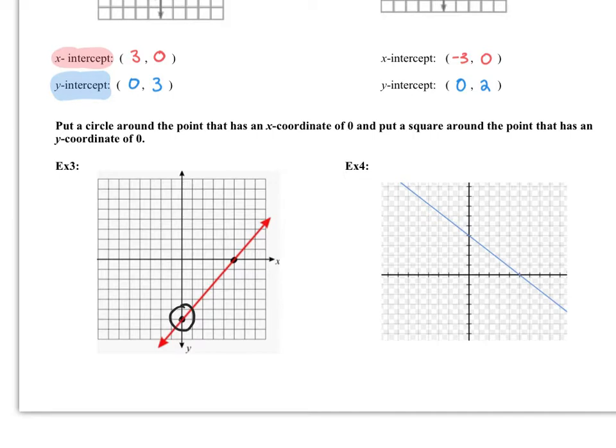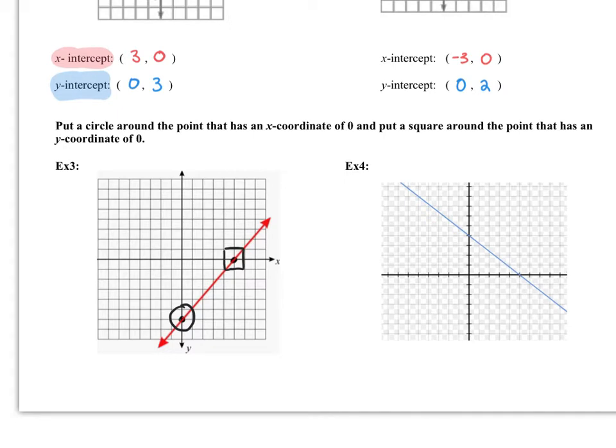Then it says to put a square around the point that has a y-coordinate of 0. If my y-coordinate is 0, that means my second number is 0, which means I'm only going to go left or right on my graph. That would be this point right here. So I'll go ahead and put a square around that point.